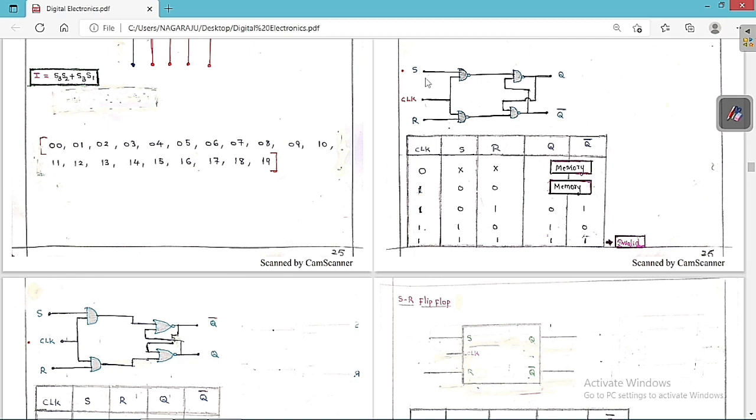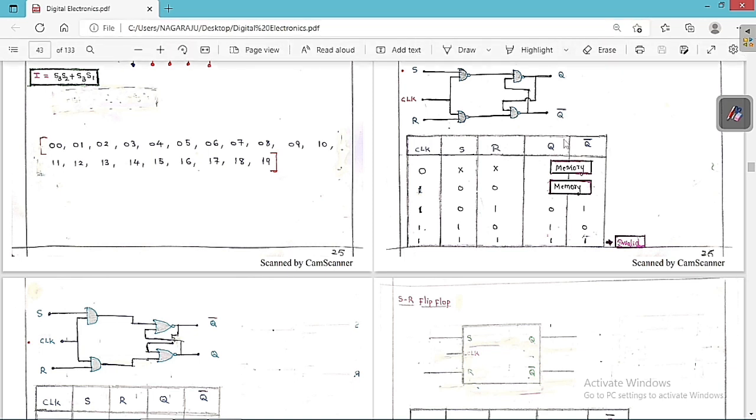Similarly, if input S is equal to 1 and R is equal to 0, then 1 into 1 is 1, 1 complement is equal to 0, so here you are going to get 0. Again, 1 into 0 is 0, 0 complement is equal to 1. So you are going to get 1 0. The same thing you can see from the graph: 1 0.